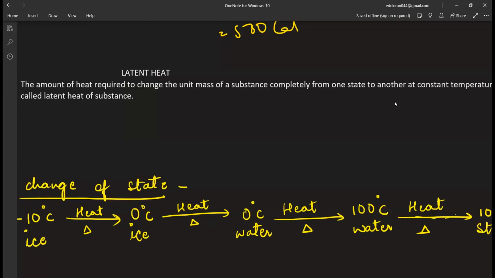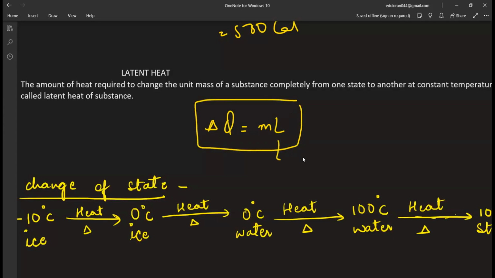See, latent heat is the amount of heat required to change the unit mass of a substance completely from one state to another. In the previous cases, we had seen that there was a change in temperature in specific heat capacity, right? We were using delta T, T2 minus T1. But if the state changes, understood? If the state changes, then we call it latent heat. So a very easy formula: Q is equal to mass into latent heat. This is the formula.